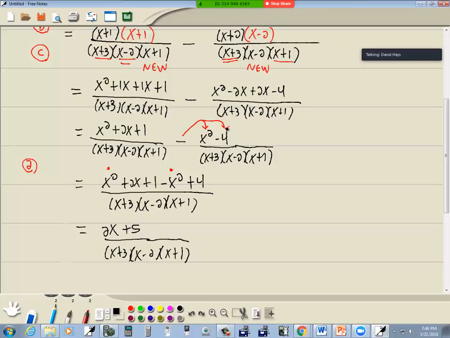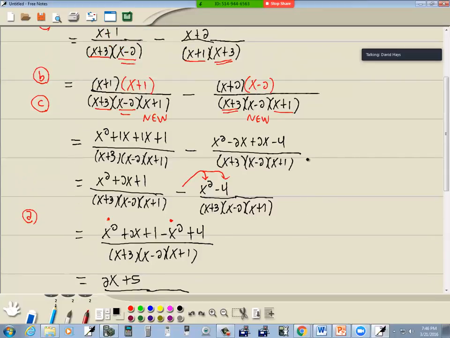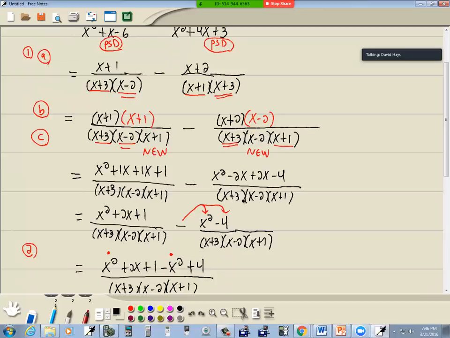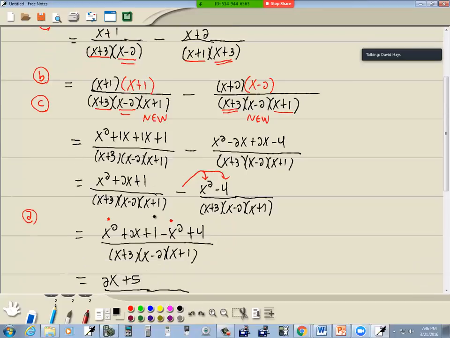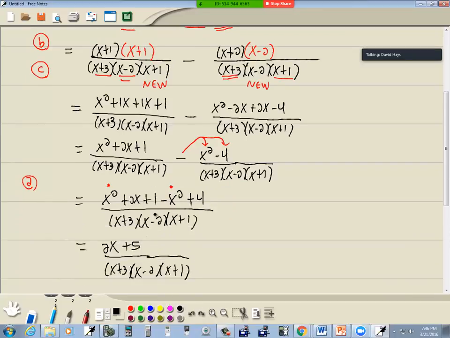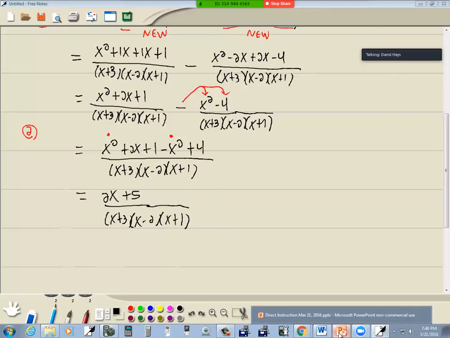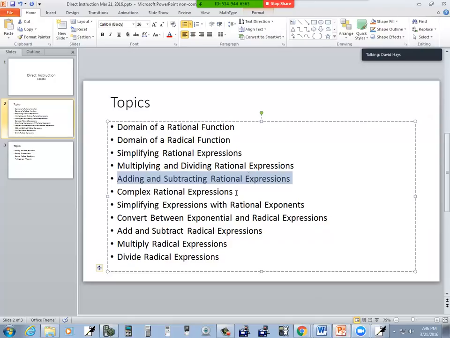I didn't actually write down the answers of these. X squared minus 4, x squared plus 2x plus 1, plus 5. Okay, I don't think I missed anything. But that would be our answer. Typically, you do not multiply these back through. You leave it in this form here. Adding and subtracting rational expressions isn't a very pretty process.